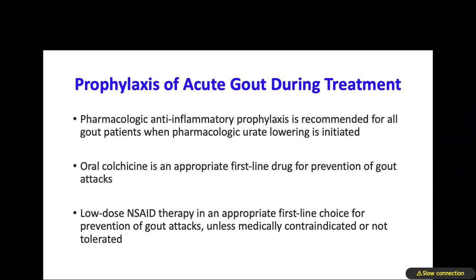Why do you take it under non-steroidal anti-inflammatory cover? It is because the fluctuations of uric acid are the ones which trigger gout. So when you start taking allopurinol, your uric acid, which is 9 milligrams, drops to 6 milligrams, and that fluctuation can trigger an attack of gout. So that is why you have to take allopurinol with prophylaxis.